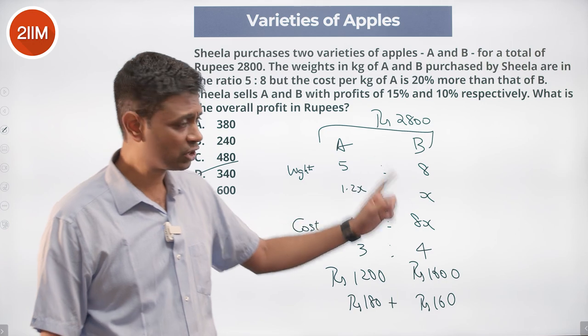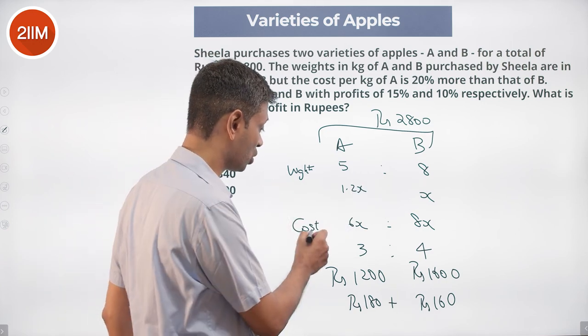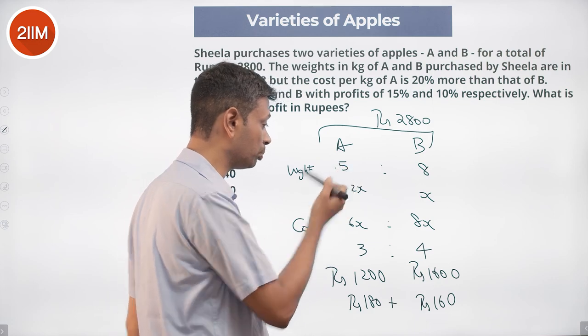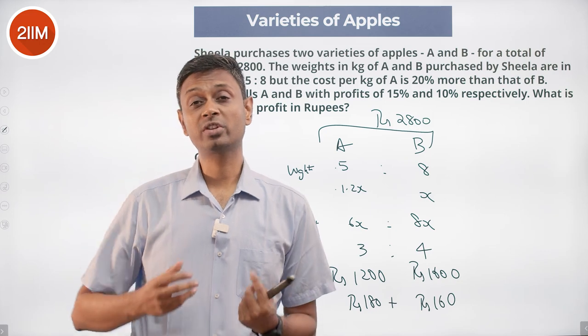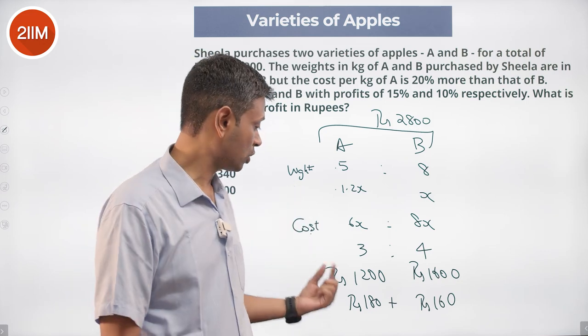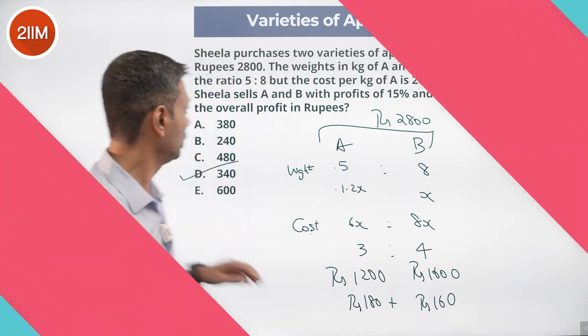Weight in the ratio 5:8, 20% more per kilogram cost. So cost is weight into per kilogram cost, per unit cost. 6:8 is the ratio. The cost in the ratio 6:8, 3:4. Cost price of A, cost price of B. Then find profit of A, profit of B. Add it up, you're done.